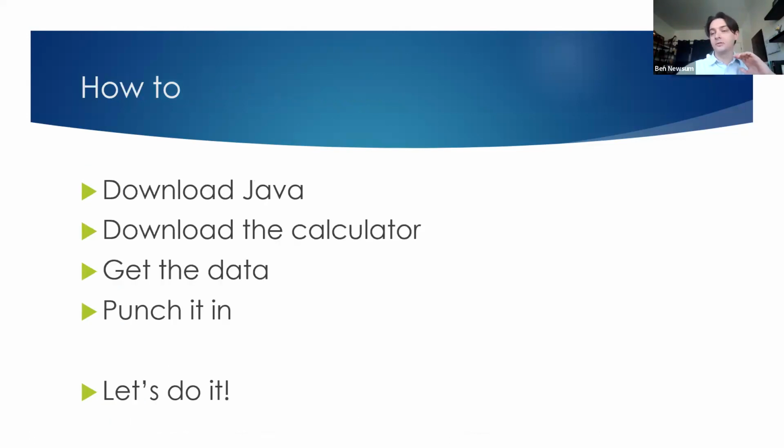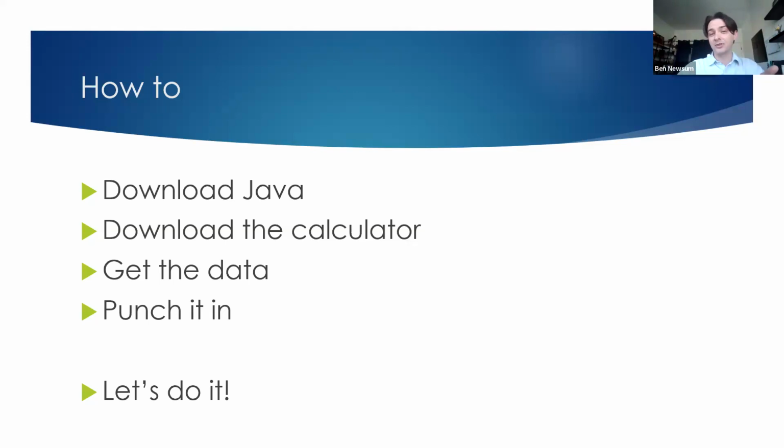So what I wanted to do for the next few steps, I'm going to show you how to download Java. I'll talk a little bit more about what that program is. I'll show you how to download the calculator, which should be real straightforward. And then, of course, getting the data is just talking to the patient or seeing the patient's medical records to see what the translocation is.